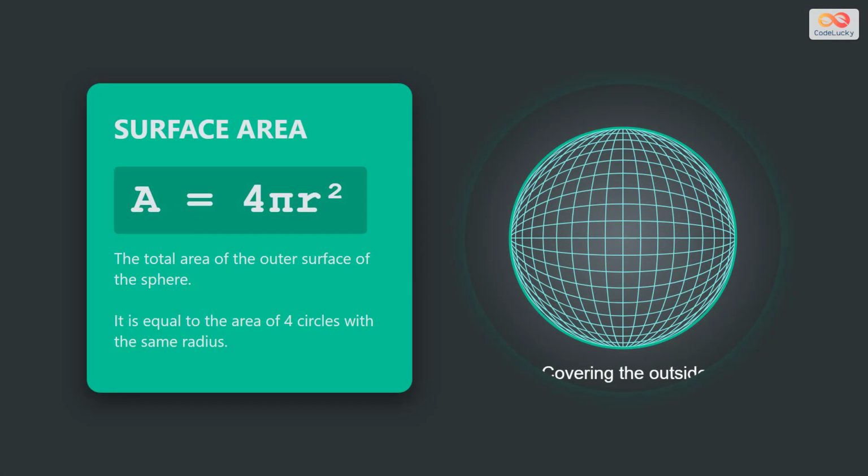If you wanted to wrap a sphere in paper, how much paper would you need? This is called the surface area. The formula is 4 multiplied by pi multiplied by the radius squared. Interestingly, this is exactly 4 times the area of a circle with the same radius.